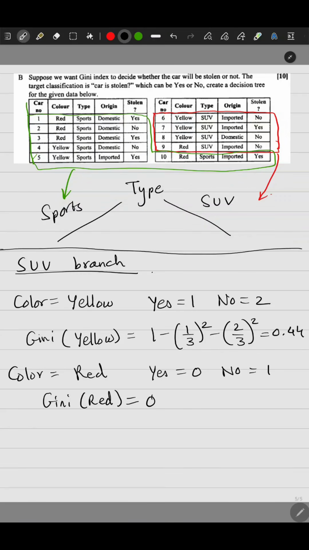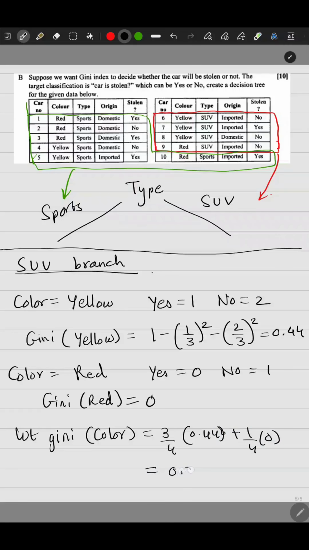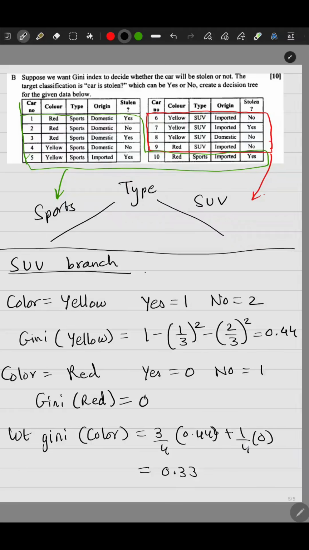Now the weighted Gini impurity, okay, still we have to calculate the weighted Gini impurity for color. So weighted Gini impurity will be 3 by 4 times 0.44, plus 1 by 4 times 0, which is nothing but 0.33. Okay, now let's calculate for the origin.